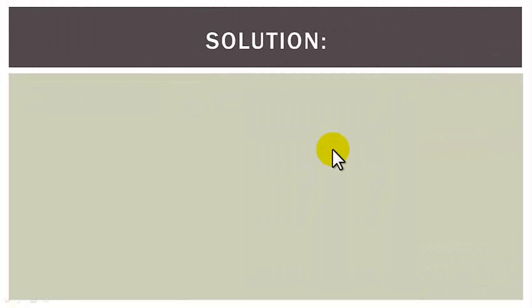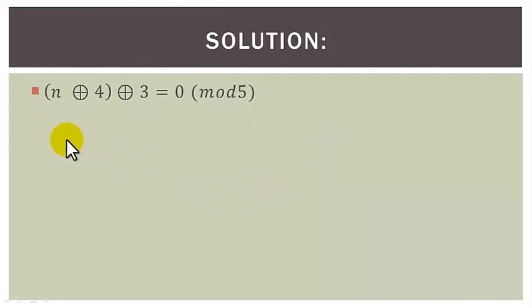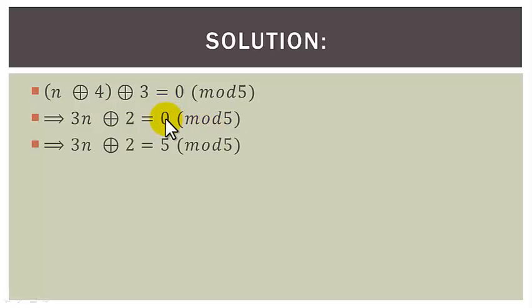Now the solution. n plus 5 times 3 equals to 0 mod 5 will give us 3 times n, which is 3n, plus 3 times 4 is 12. And remember, 12 in modulo 5 is 2, equal to 0 modulo 5. But 0 in modulo 5 is the same thing as 5 or 10 or 15 and so on. But let us take the minimum value.